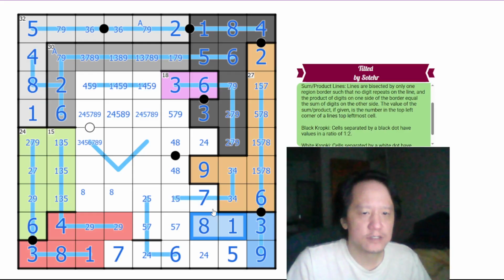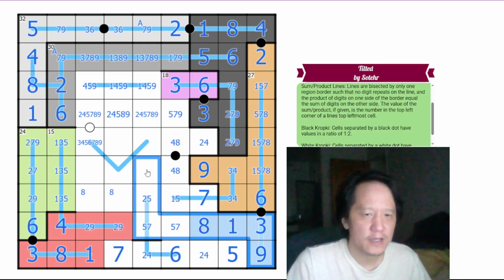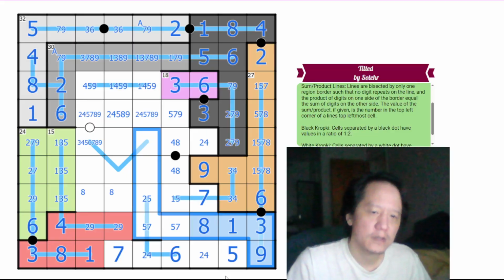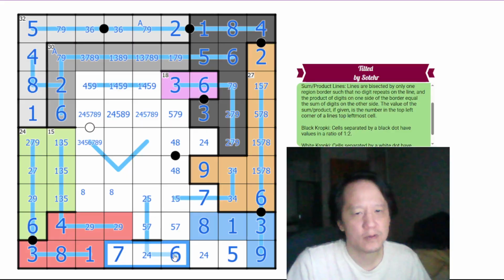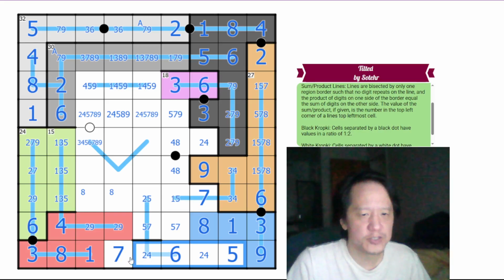We need access to a 6. 1, 2, 3, 4, 5, 6, 7, 8, 9, maybe. But then this would not be a full region. Right, the red could go 3 here. Can this be a separate region, I guess, is another question, right? So say this 5 was a separate region.